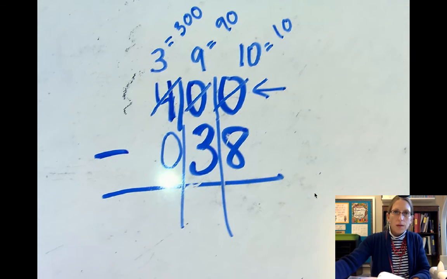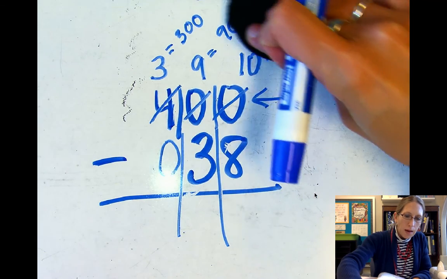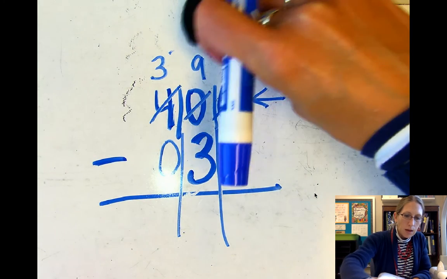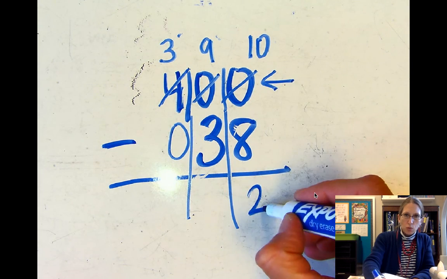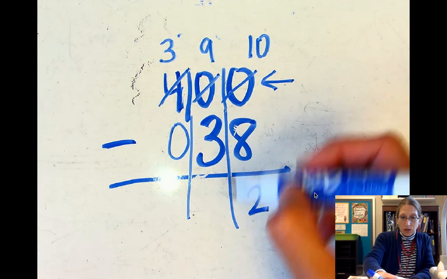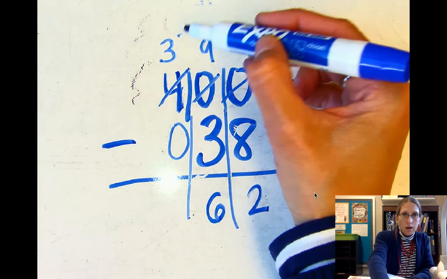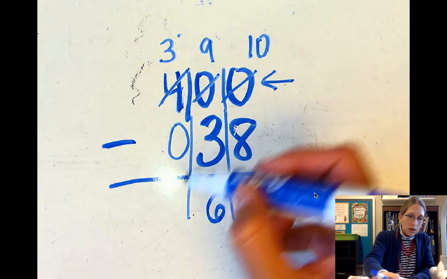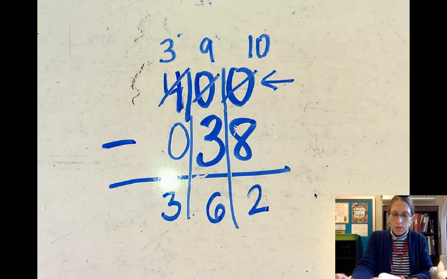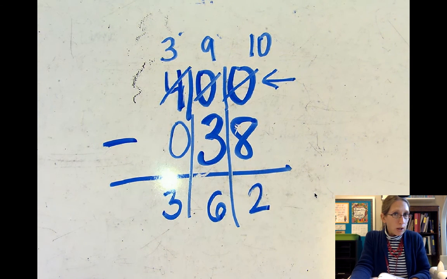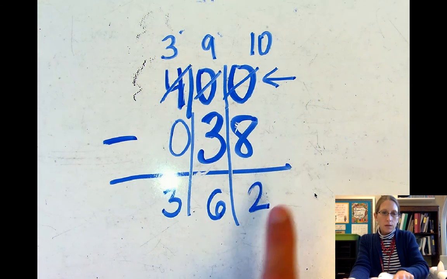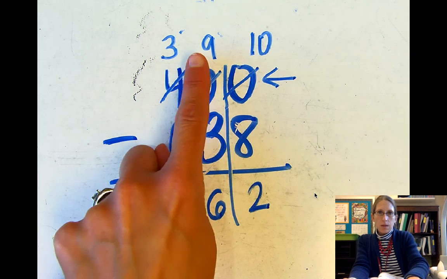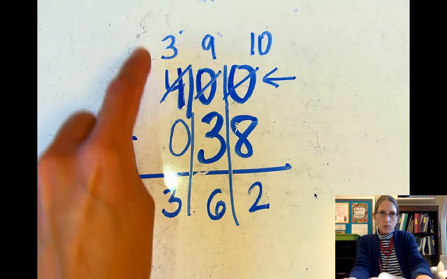So if we do it this way, then, well, let's see. Can we finish the problem? 10 minus 8 is 2. 9 tens minus 3 tens is 6 tens. And 3 hundreds minus 0 is 3 hundreds. And then we can check it. 2 plus 8 makes 10. 6 plus 3 makes 9. 3 plus 0 makes 3.